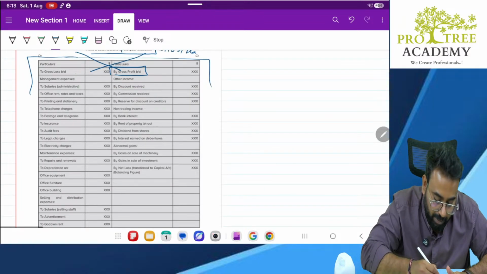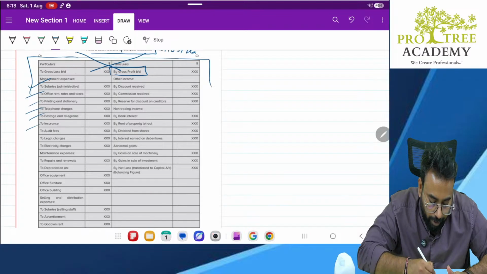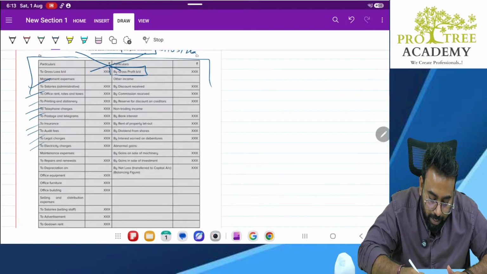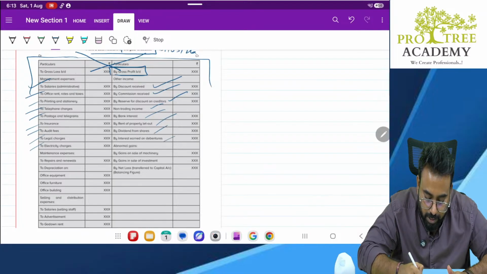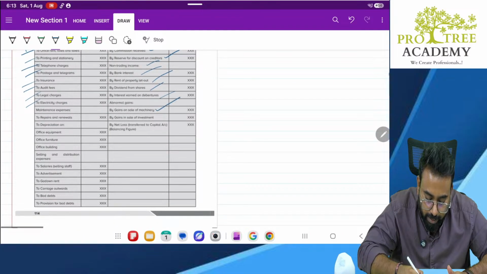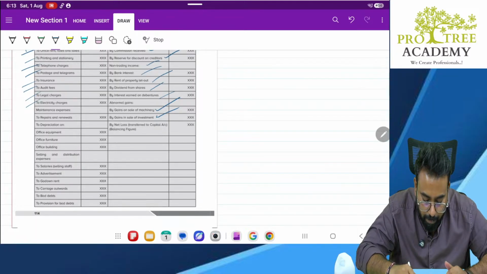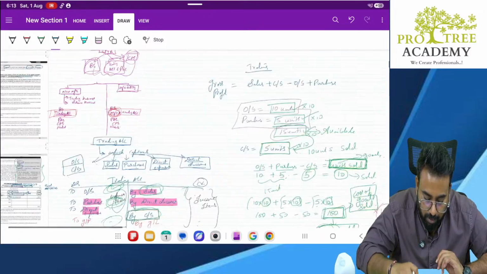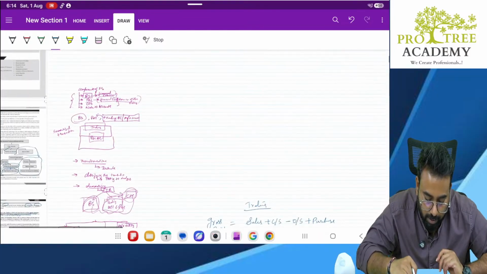And all the expenses: salary, office rent, printing and stationery, telephone, postage, insurance, audit fee, legal charges, electricity, and so on. In the same way, here: discount received, commission received, reserve for discount on creditors, non-trading income, bank interest, rent, property, dividend from shares, interest earned, gain on sale of machinery, gain on sale of investment. Everything will come as indirect income in the P&L account. We have seen this in the last class. I hope you remember. It's not something new which I am discussing.